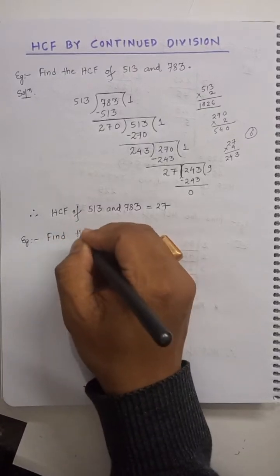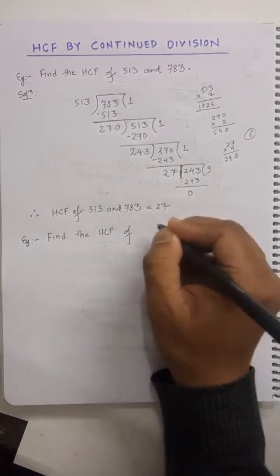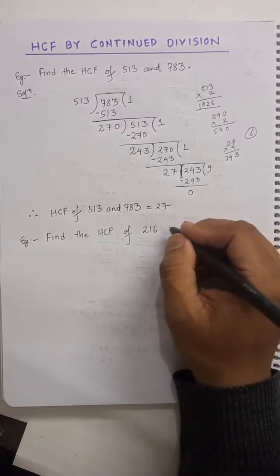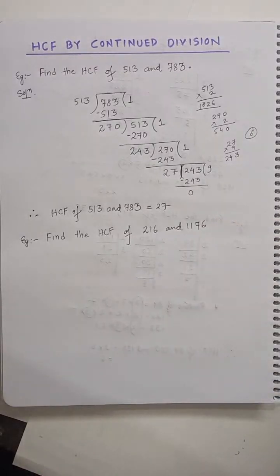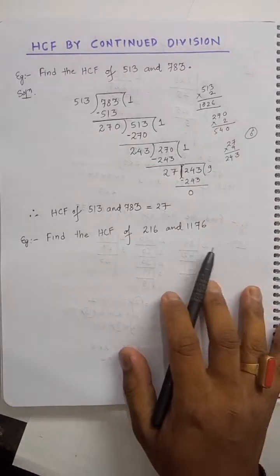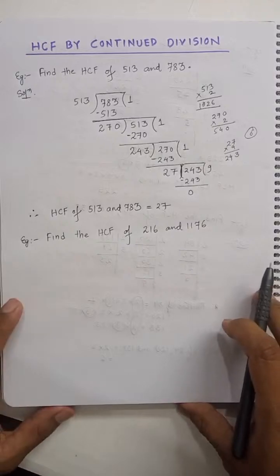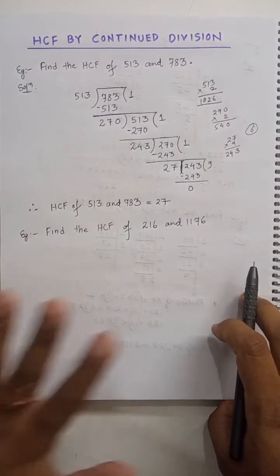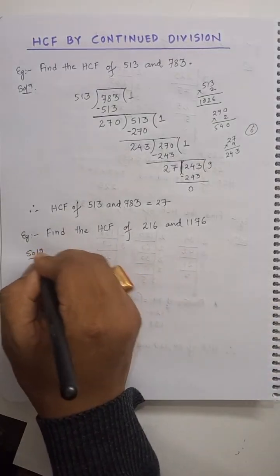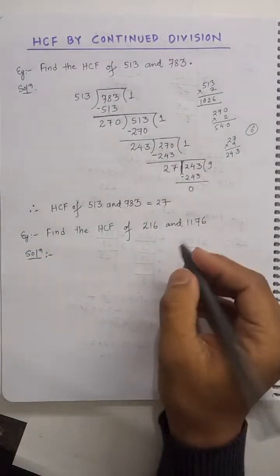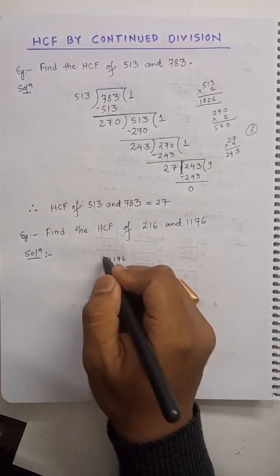Find the HCF, or the highest common factor, of 216 and 1176. Okay, now 1176 is a huge number, right? A 4-digit number. So if we happen to do this with prime factorization, just imagine how much time it is going to take, right? So in this case, this method proves to be very useful. Okay, so let's start our division. 1176 divided by 216.